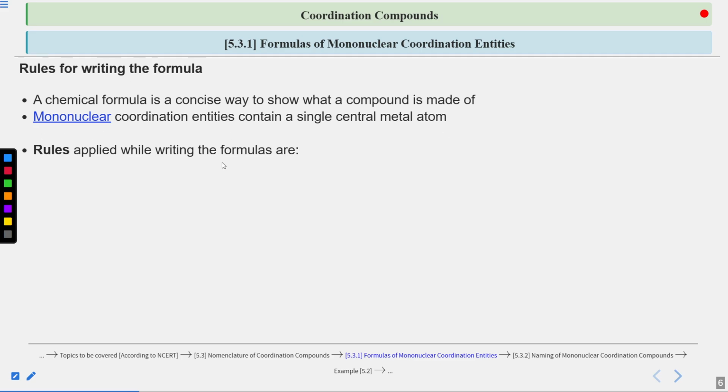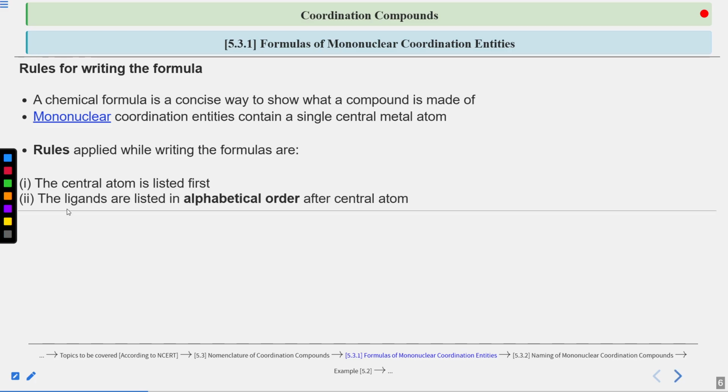The rules that are applied while writing the formulas are: first, the central atom is listed first. Remember, we have studied the central atom definition. In the complex compound, the core of the coordination entity or coordination sphere is considered as the central atom or ion. When you are writing the formula of any coordination compound, the first thing is that you have to write the central atom first.